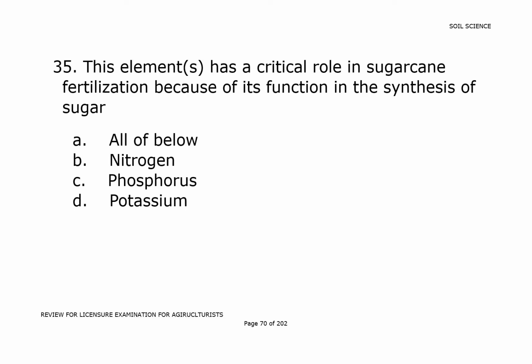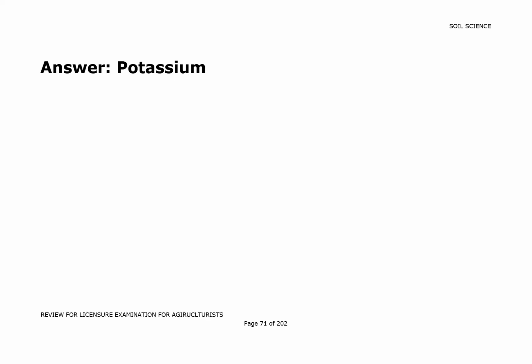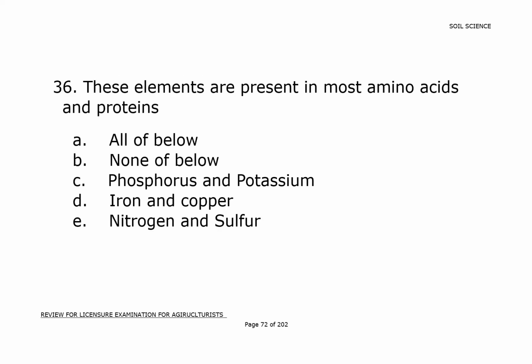Number 35. This element has a critical role in sugarcane fertilization because of its function in the synthesis of sugar. A. All of below. B. Nitrogen. C. Phosphorus. Or D. Potassium. The answer is potassium.